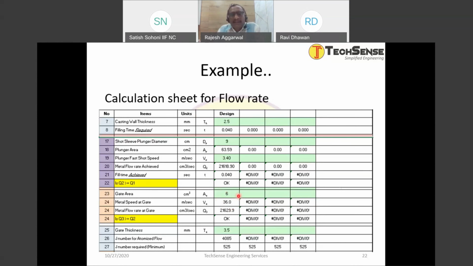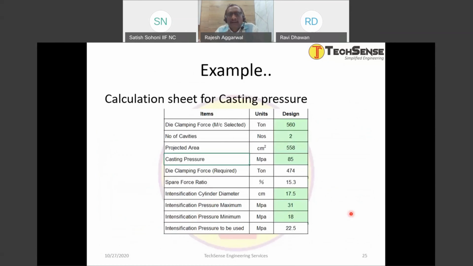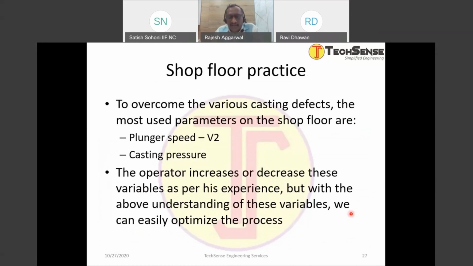But if these things are taken care of during the initial design of the die casting die or the process design, then a lot of issues can be resolved beforehand. I will say the number of trials or the number of iterations on the machine can be reduced, right? So that is the basic understanding we are trying to develop. And I hope you are able to get some insights into the basic engineering for the die casting variables, which are also part of the design variables.